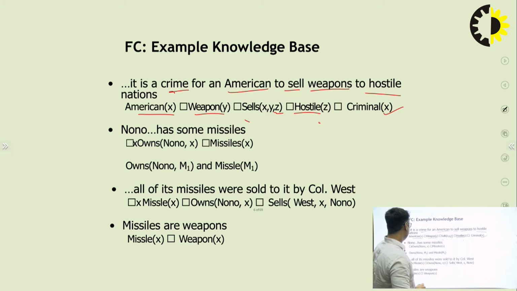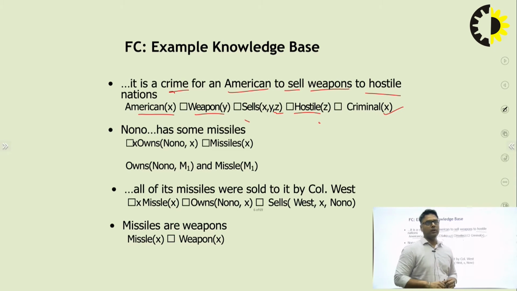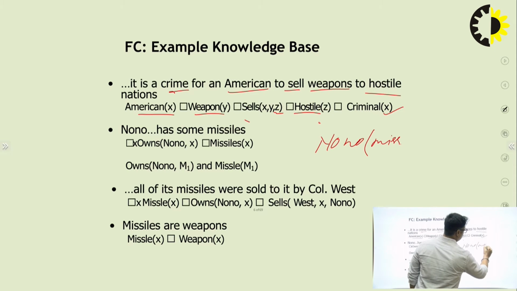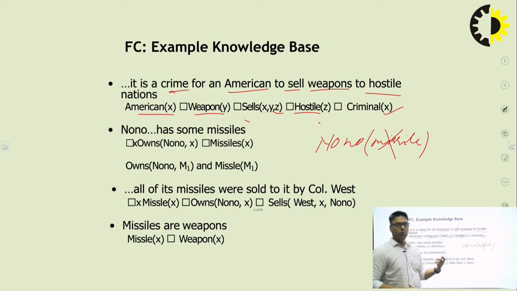Another statement here: Nono has some missiles. That means Nono owns some missiles. It is represented as Owns(Nono, M1) and Missile(M1), because the statement says there are some missiles. Here, as the user, I use the statement that Nono owns X, where X is a missile. Because X is already used as the variable for American, the missile is denoted by the variable M1.